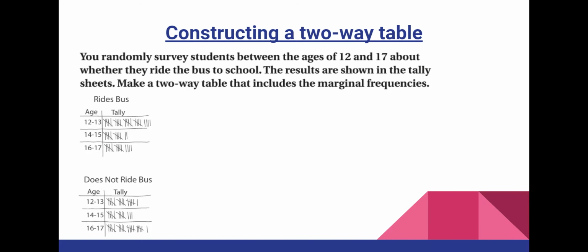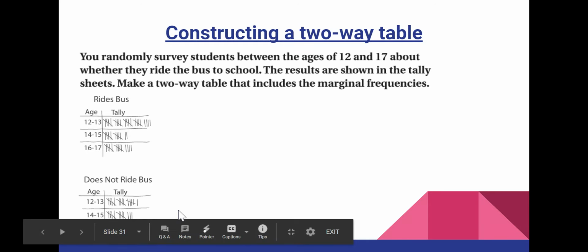Now, how do we construct a two-way table? You randomly surveyed students between the ages of 12 and 17 about whether they ride the bus to school. The results are shown in the tally marks. Make a two-way table that includes the marginal frequencies. Now, look at the tally marks.